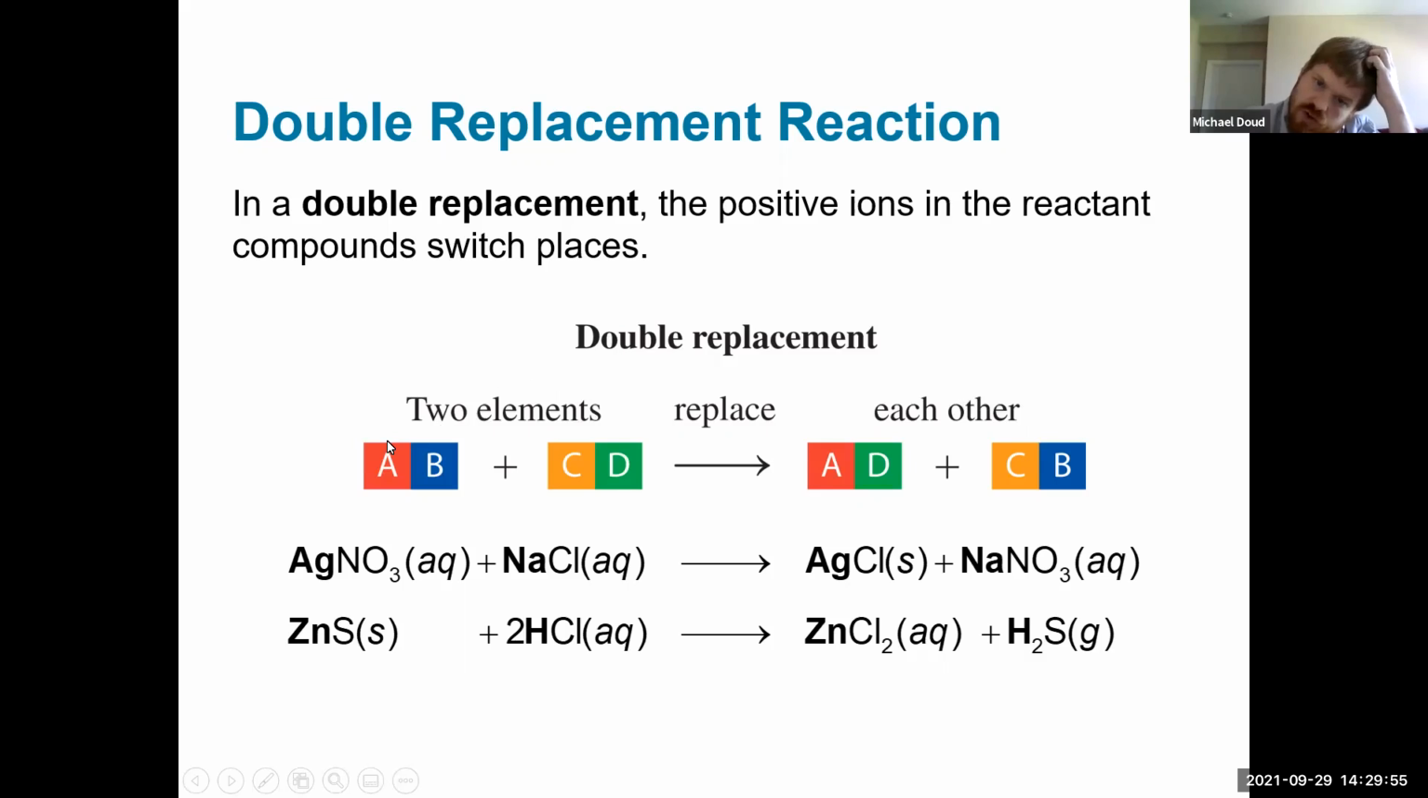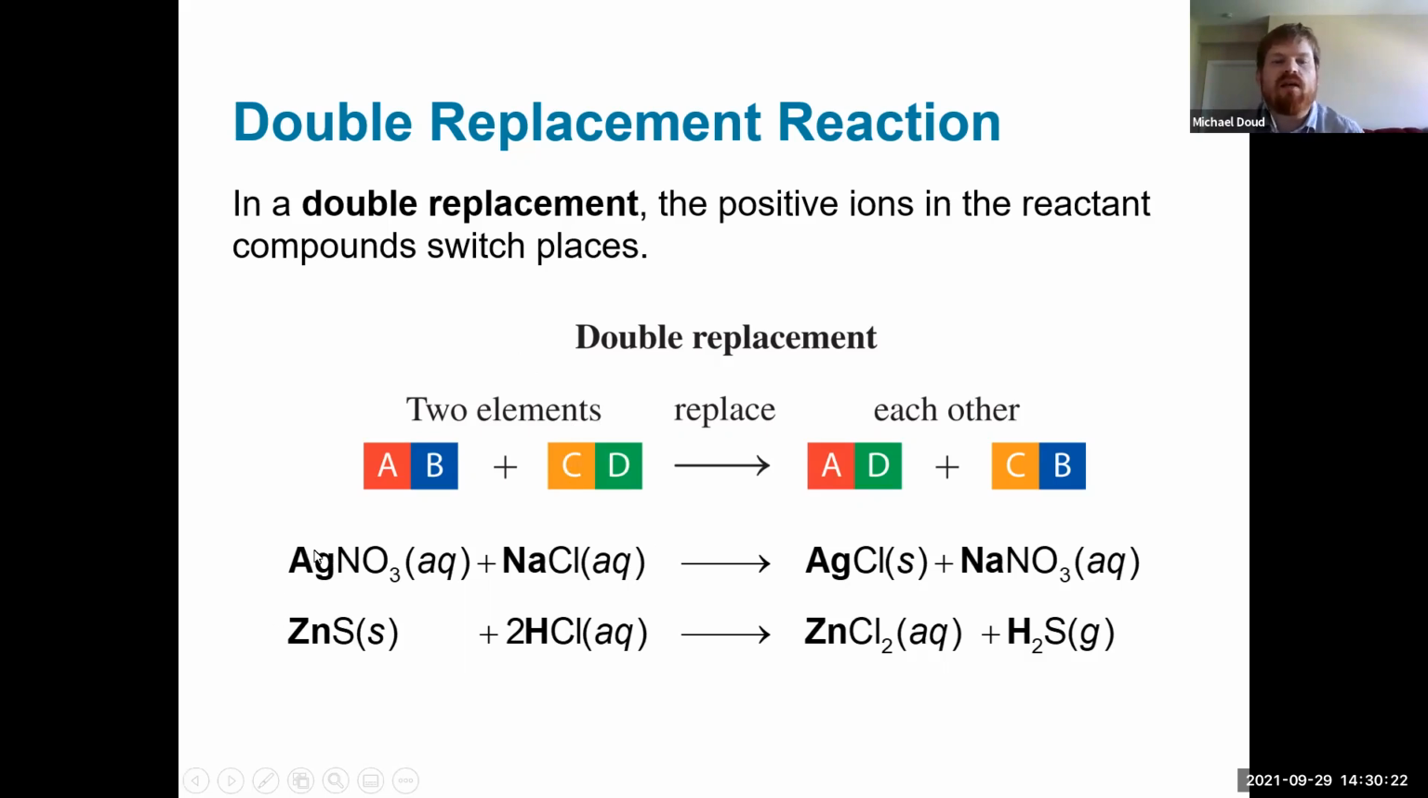So note here, the cations stay as the cations. A is a cation on the reactant side, and it's a cation on the product side as well. It's just that it's combined with the anion from the other one. So the cation of the first picks up the anion of the second, and the cation of the second picks up the anion of the first. So again, they just swap places.